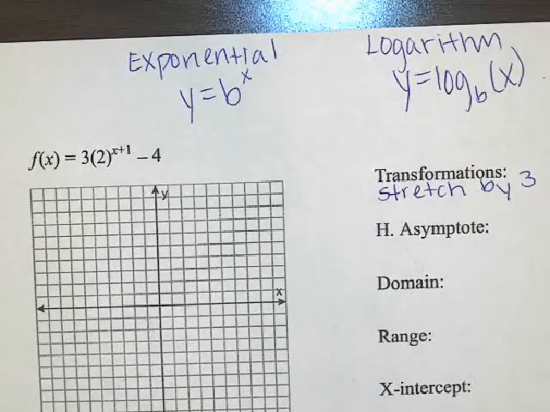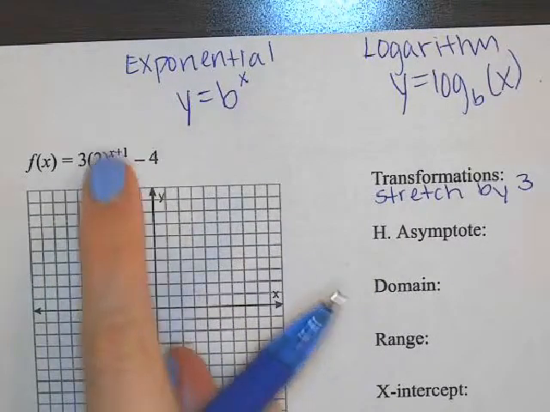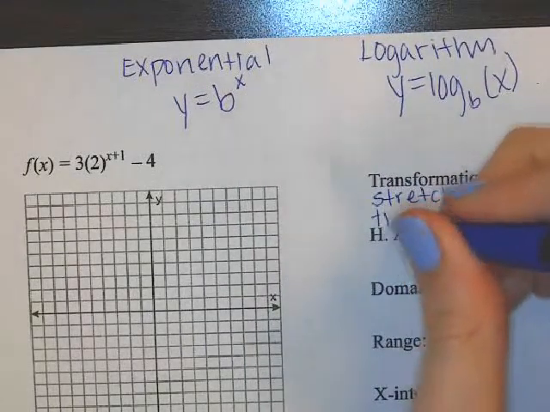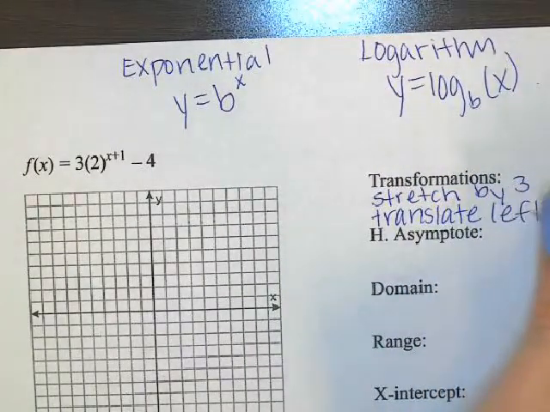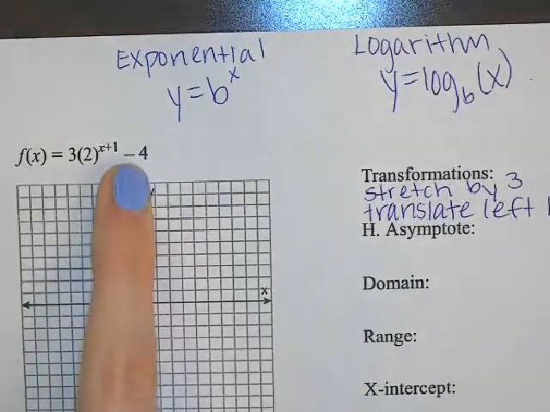Okay, where's your h value? The h that changes your horizontal movement. The +1, where is it next to? The x. But we always inverse what's changing x since it's not by itself. So you translated left 1. And the last transformation is the -4, which is on the outside. So it shifts your outputs down 4.